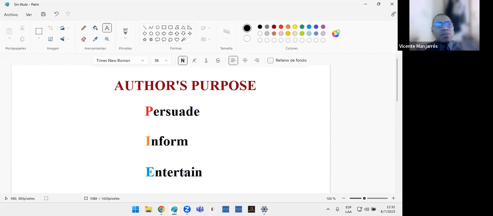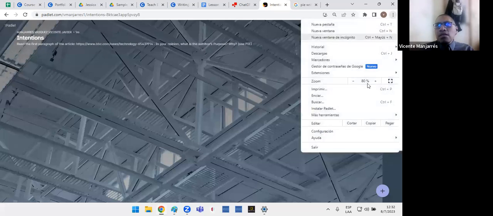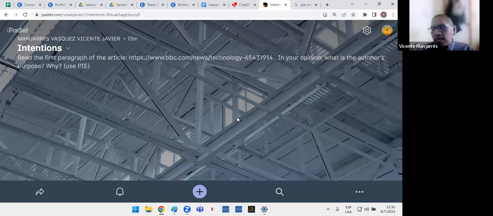Okay? So to practice this a little bit, I have something for you. Through the chat, I passed you a link. That link will lead you to a Padlet. We have used Padlet in the past, right? Padlet is this web page that allows us to share information. And as we have done in the past, I give you a task at the top, and then you need to develop the task. So this one says, intention. Read the first paragraph of the article, and I give you a link to an article.